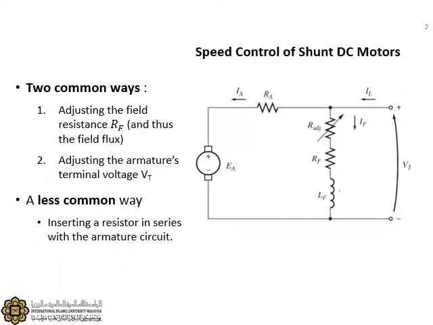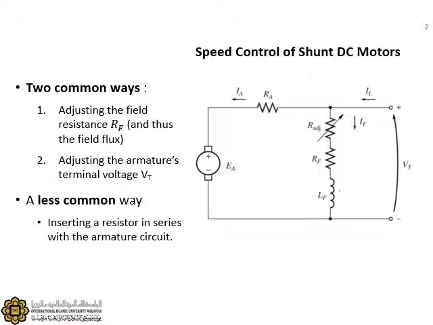For example, in some applications we might want to run the motor at higher speeds. In some other applications we might want to be able to gradually change the speed, either increasing it or lowering it down. Okay? So it's really important for us to be able to control the speed of DC motors. Okay, speed control of shunt DC motors.